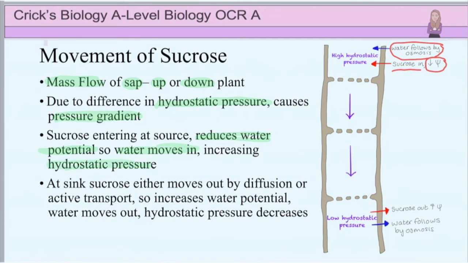At the sink, where the sucrose is needed, the sucrose either moves out by diffusion or by active transport. As the sucrose moves out, it increases the water potential in the sieve tube. In other words, it makes it less negative. So water will also move out by osmosis, and therefore the hydrostatic pressure inside the sieve tube decreases.